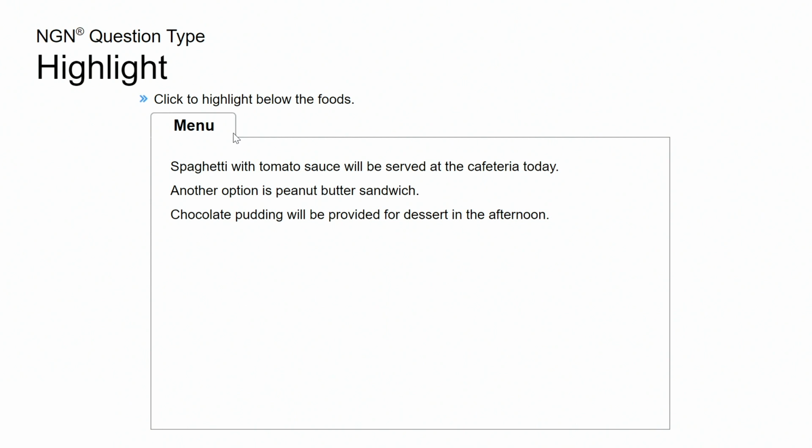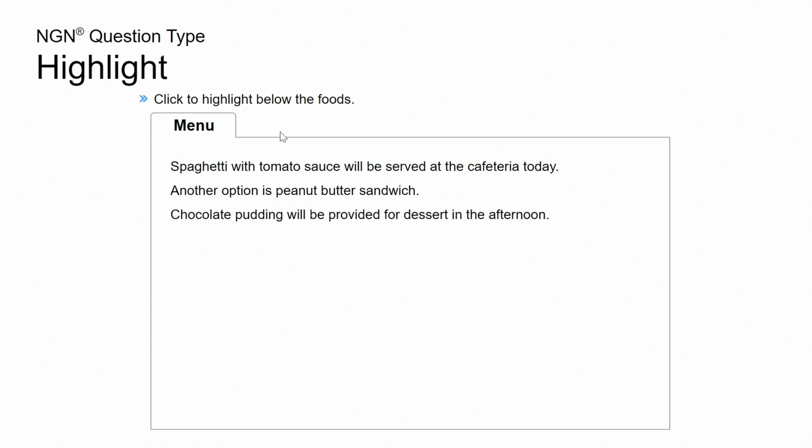So starting off here, we can kind of wiggle around. You have to use your cursor on these items, and it'll tell you here, click to highlight the foods. Well, this particular item is about foods. It's not really an NCLEX item. We're going to look at a more clinically realistic item in a little bit here. But let's just look at the item mechanics first.